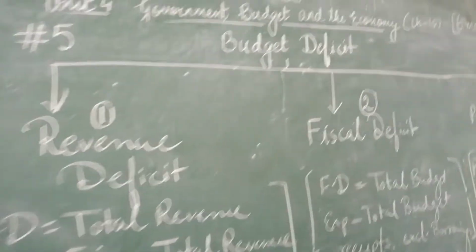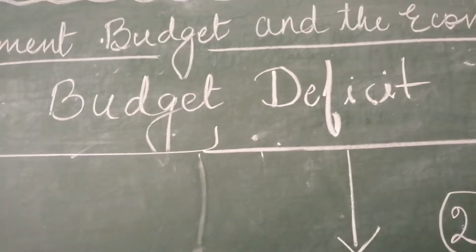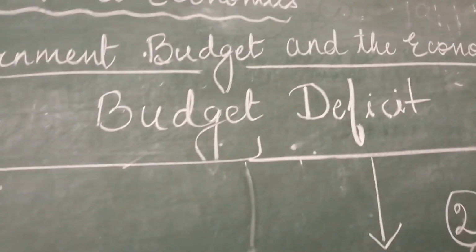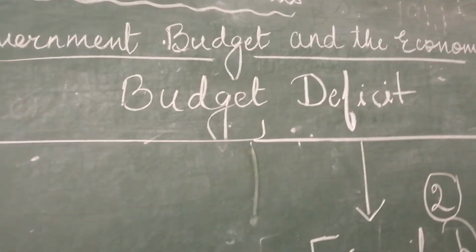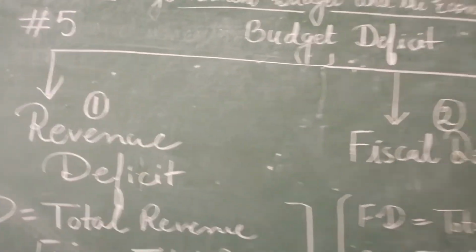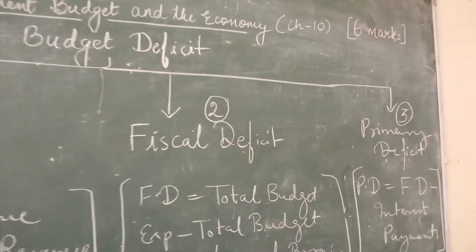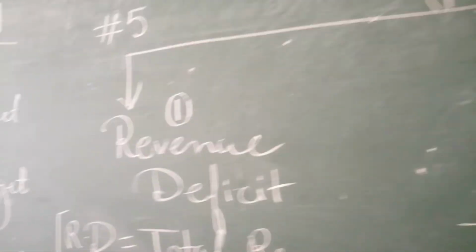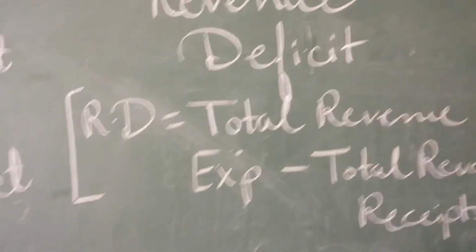Now we are focusing on three types of budget deficit, because as I told you, in our syllabus we are going to cover deficit budget or budgetary deficit or budget deficit. It is of three types. First one is revenue deficit, second is fiscal deficit, and third is primary deficit. So in the form of a flow chart, I have also given the formula of the three.